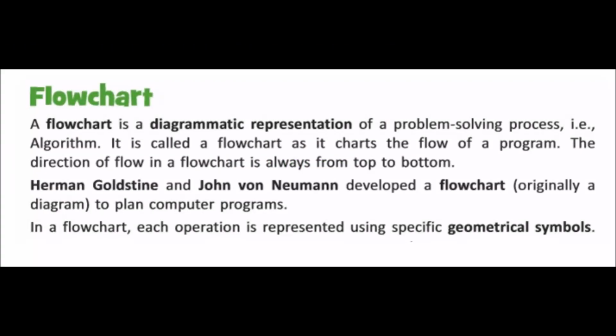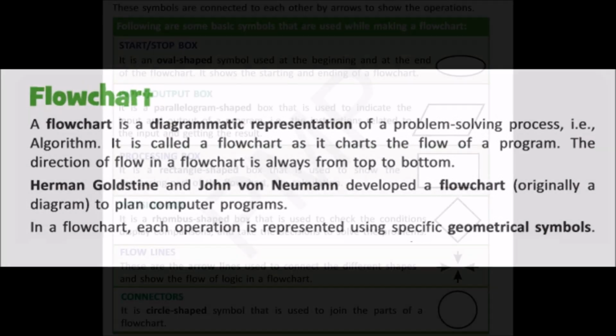Now move to flowchart. Flowchart is a pictorial representation. It uses different boxes according to the nature of statement. Its flow is always from top to bottom. Herman Goldstine and John von Neumann developed a flowchart to plan computer program. In a flowchart, geometrical symbols are connected with each other by arrows.